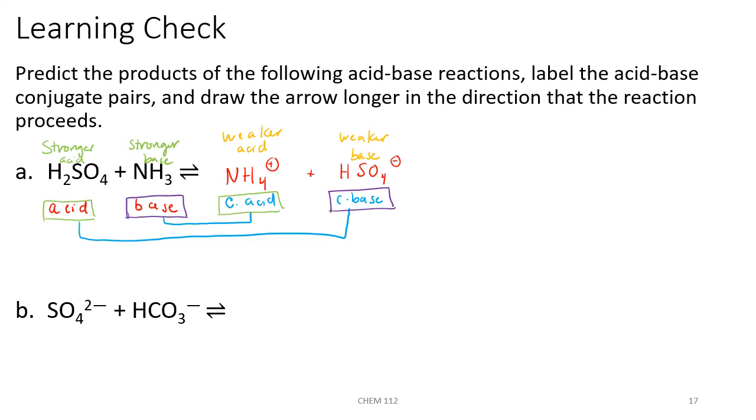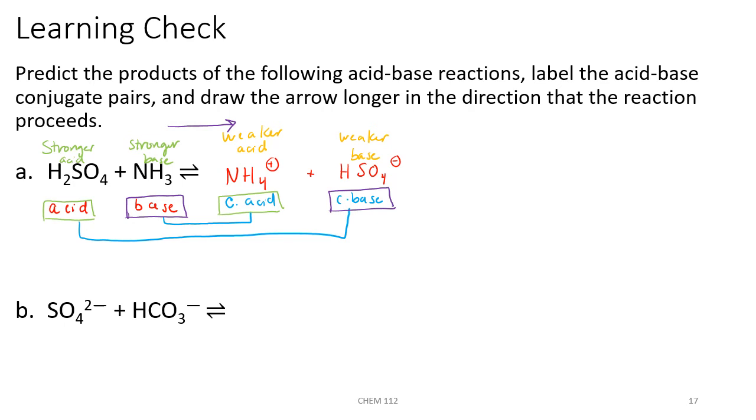So in this case, our stronger acid and stronger base are going to want to react more so to form more weaker acid and weaker base at equilibrium. So we would draw the arrow longer pointing towards the weaker acid and weaker base. We draw it pointing towards the right-hand direction in this one.